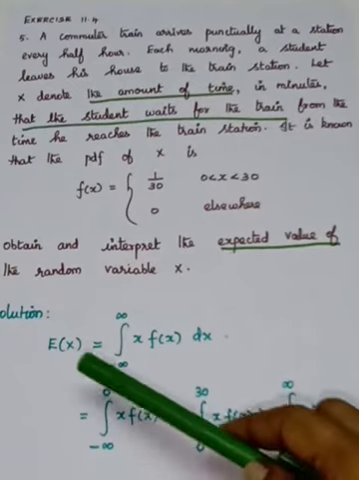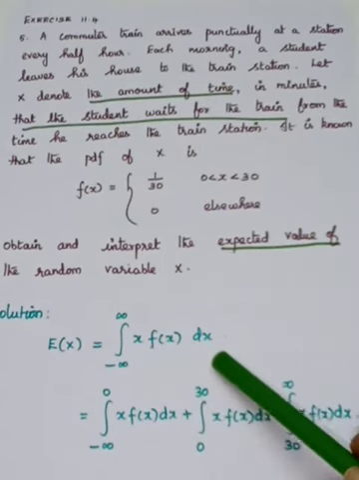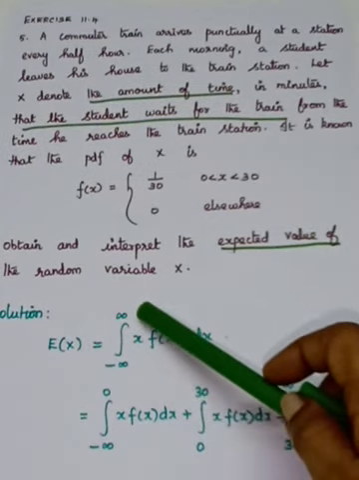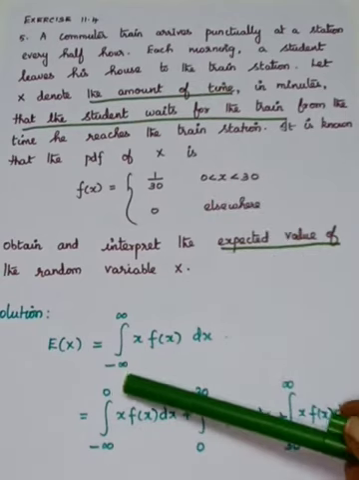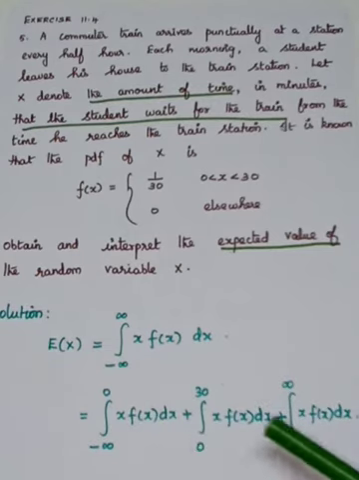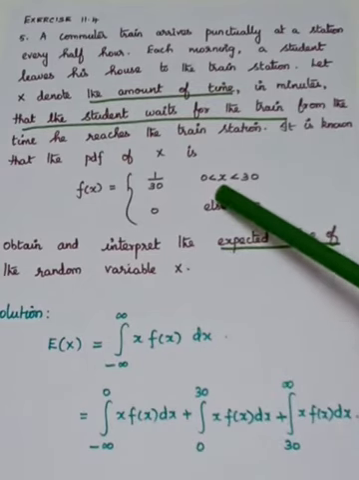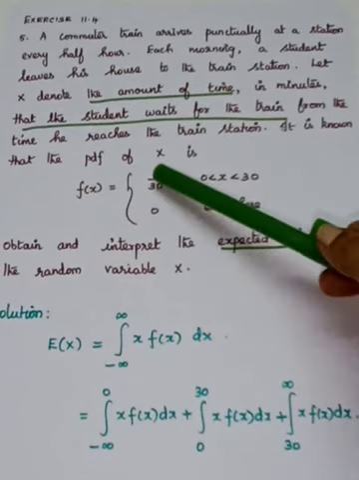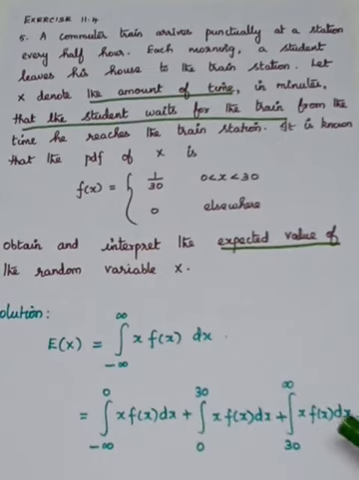So E of X is the integral from minus infinity to plus infinity of x into f of x dx. According to this problem, it can be separated as minus infinity to 0, 0 to 30, and 30 to infinity. In the first and the last intervals, your f of x is 0, because it is defined only from 0 to 30, where f of x is 1 by 30, otherwise it is 0. So we are going to consider only the middle interval.